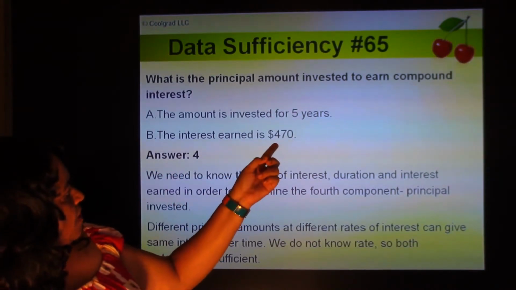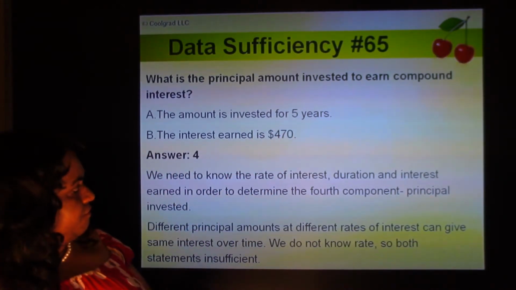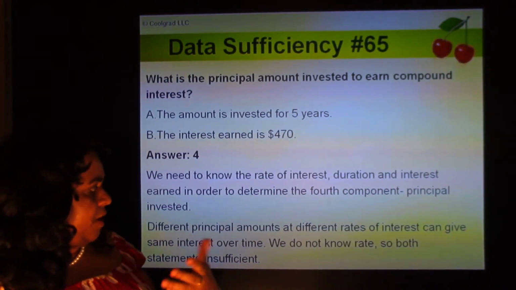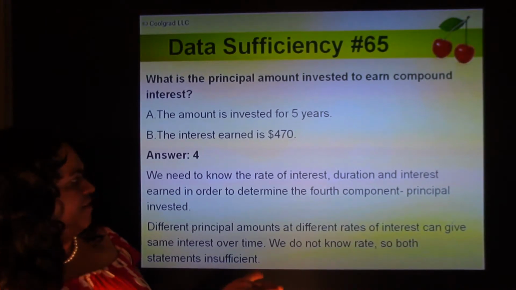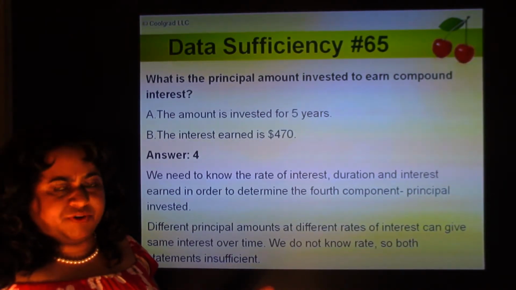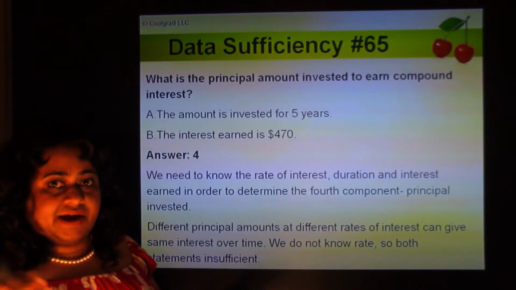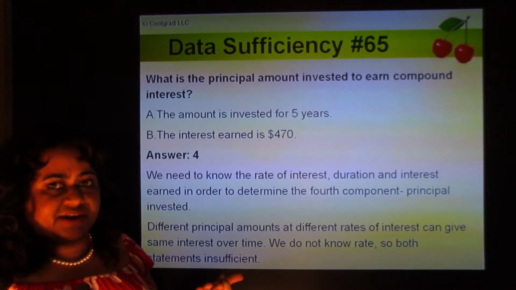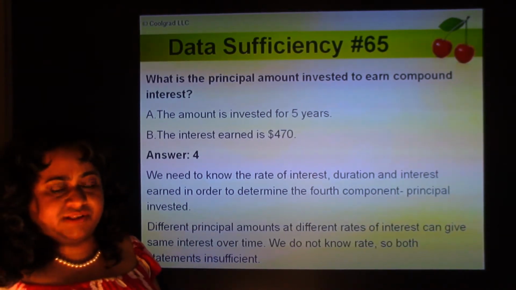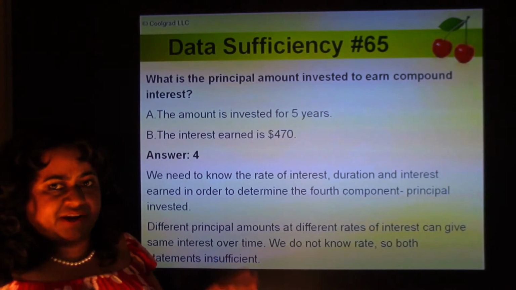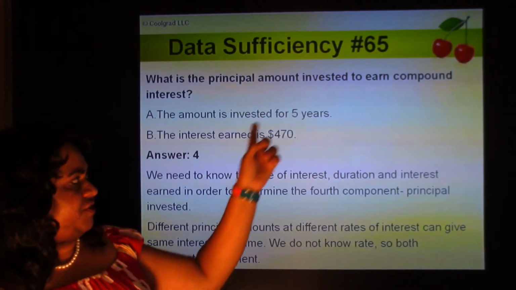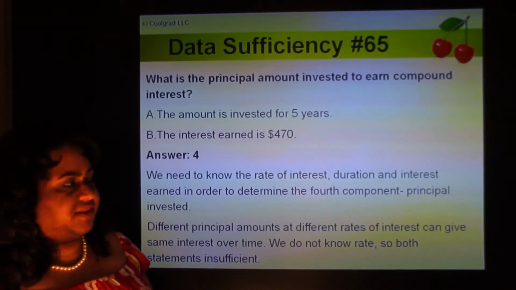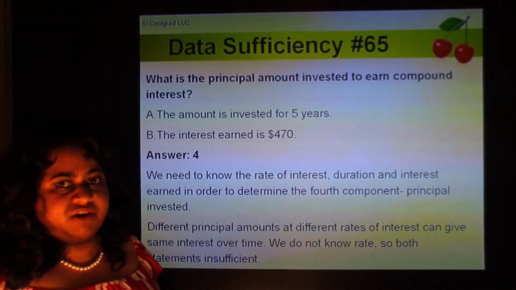The interest earned is this much, and we know the duration. We don't know the principal and we don't know the rate of interest. For example, amount X invested for 5 years at Y% interest can give interest 470, and a different amount P invested for 5 years at a different rate of interest Q can also give interest 470. So the principal and rate can vary, and they can still give the same amount of interest in 5 years. So we don't know. There's no unique solution using both these statements. So we pick option 4. Both the statements together are insufficient.